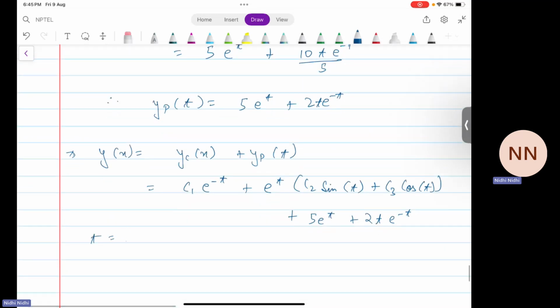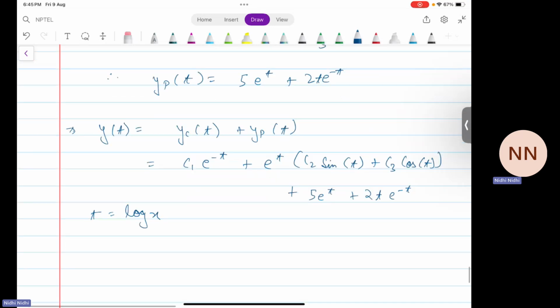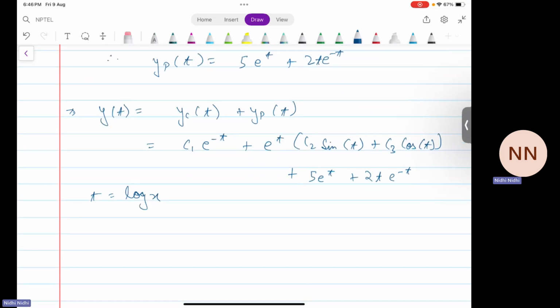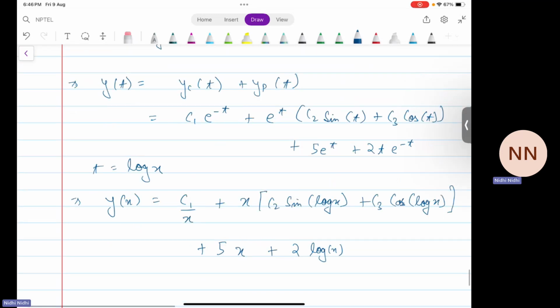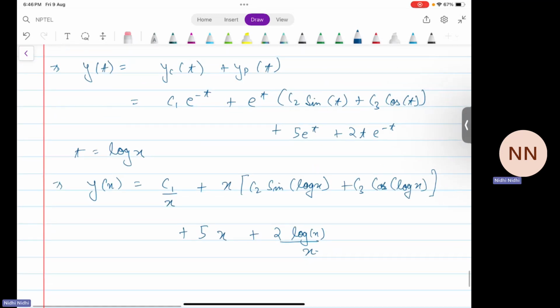Now we know that t is equal to log x. Replacing the value of t in terms of x, we get y(x) is equal to c1 e to the power minus log x, which gives us x to the power minus 1, so c1 by x, plus e to the power log x, which is x, times (c2 sin log x plus c3 cos log x), plus 5 e to the power t, so it's 5x, plus 2 log x e to the power minus log x, which is 1 by x. So this is our general solution.